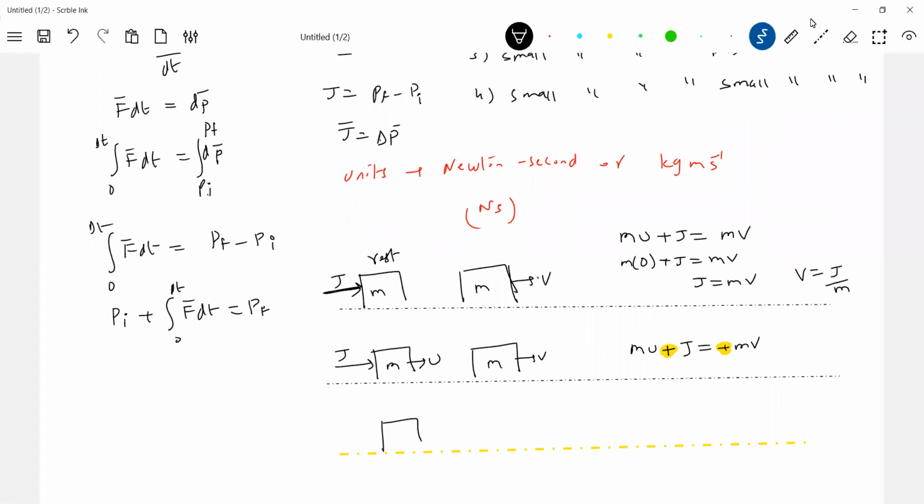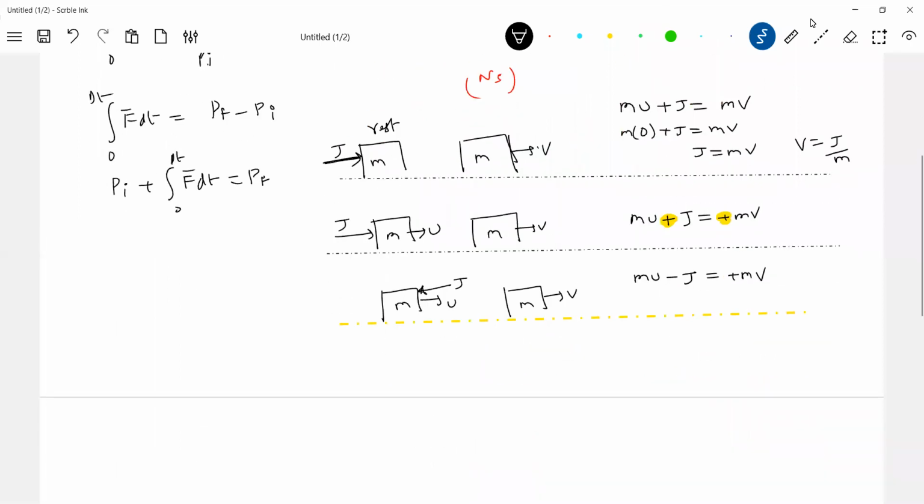Now there's a block of mass m moving with the velocity u. An impulse acts in this direction. Then it will acquire velocity v. So then what is the equation? Mu minus j equal to plus mv. Why minus j? Opposite to initial momentum.